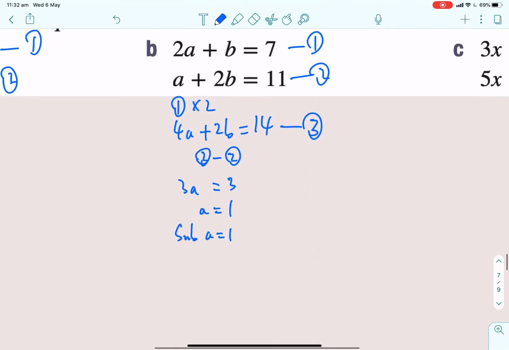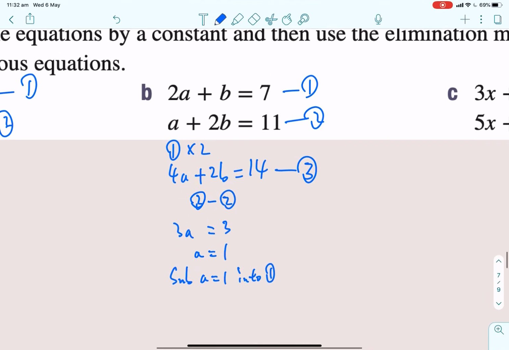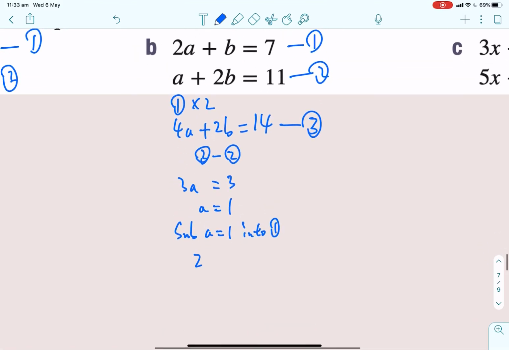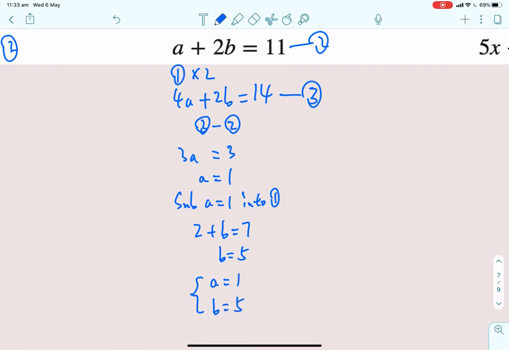A equals 1. It doesn't really matter, it just looks like small numbers. So 2 times 1 is 2, plus b equals 7. 2 plus 5 equals 7, so b is 5. Done. A equals 1, b equals 5.